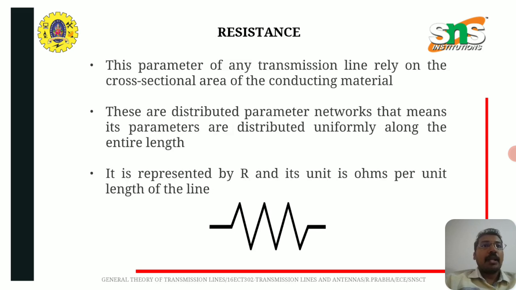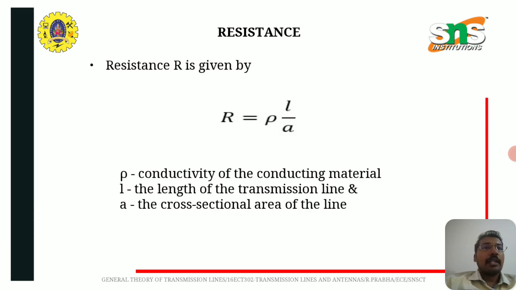Resistance. This parameter of any transmission line relies on the cross-sectional area of the conducting material. These are distributed parameter networks, that means its parameters are distributed uniformly along the entire length. It is represented by R and its unit is ohms per unit length of the line. The resistance R is given by R equal to rho L by A. Rho is the resistivity of the conducting material, L the length of the transmission line, and A the cross-sectional area of the line.